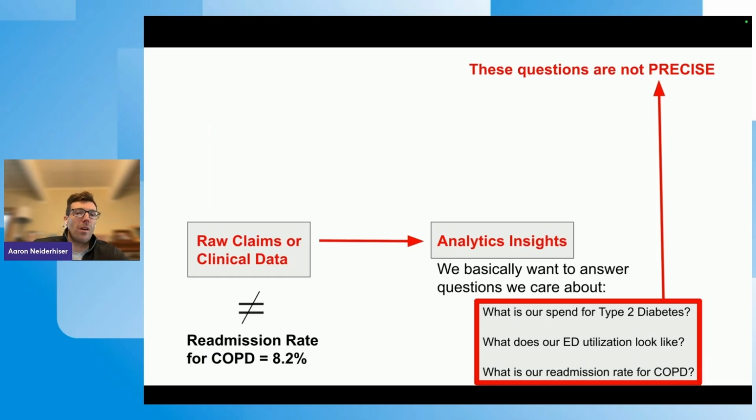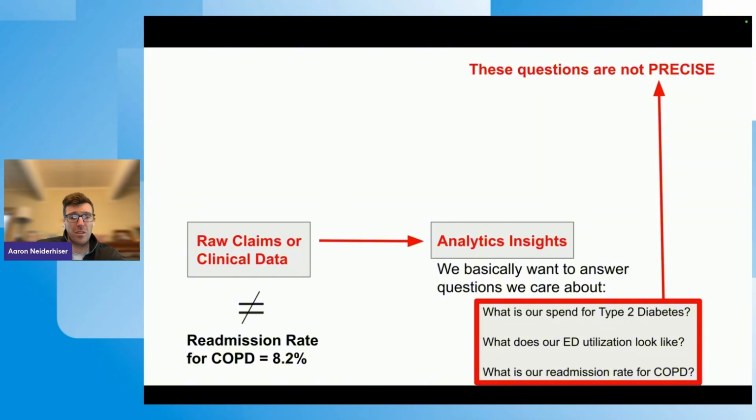There's actually one other problem that is related to this concept problem, which is we need to make our questions fairly precise, because these questions, for example, like what is the spend for type 2 diabetes? What does our ED utilization look like? What is our readmission rate?